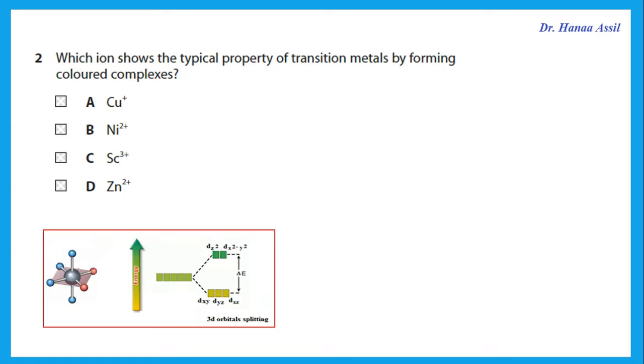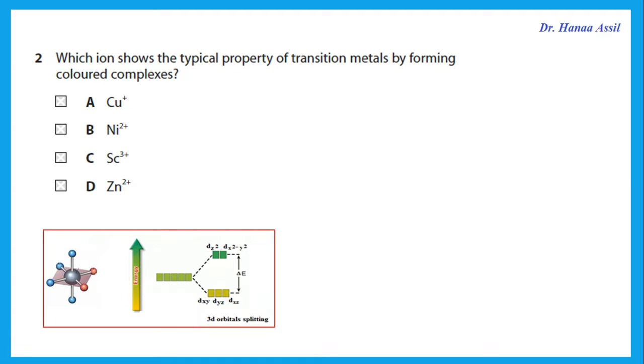Now, if an ion has an incomplete d sublevel, that means some of the d orbitals are not completely filled, then an electron in the lower energy level can absorb energy and jump to the higher d orbitals, and the rest of the light goes through and is transmitted to give a color. That means in order for the complex to be colored, we must have an incomplete d sublevel. So let's take a look at each of these.